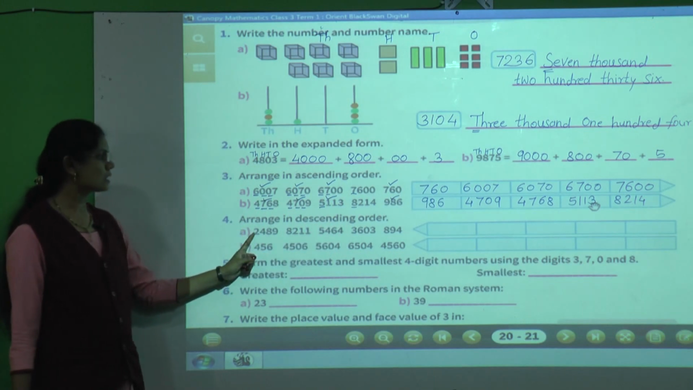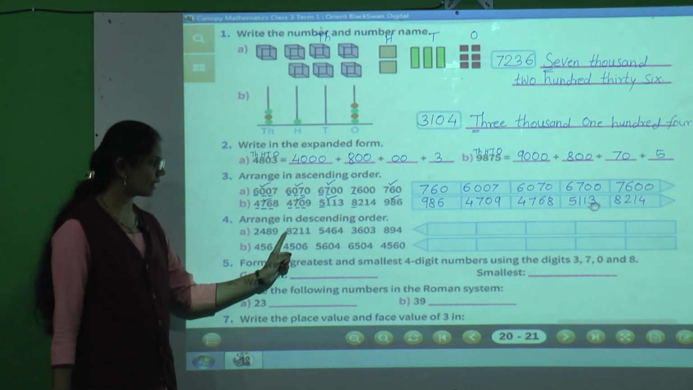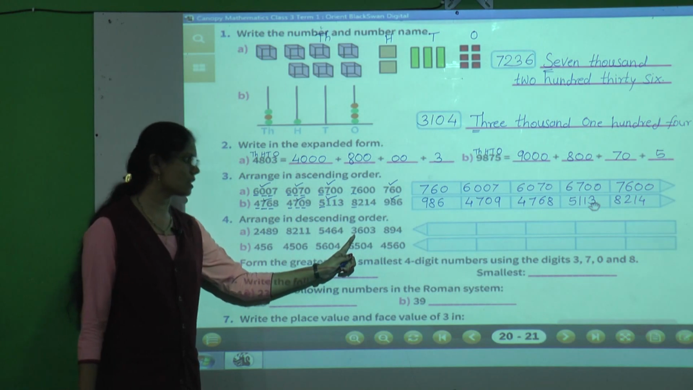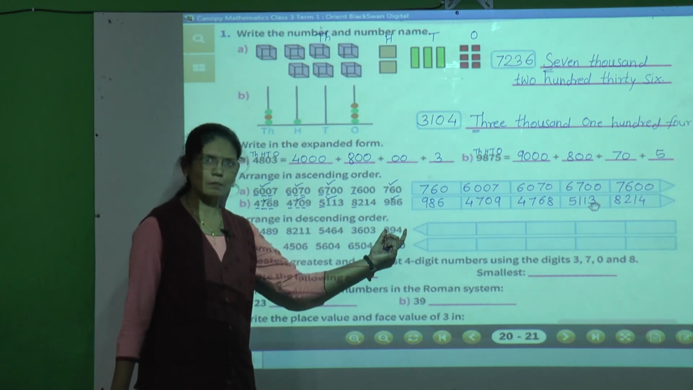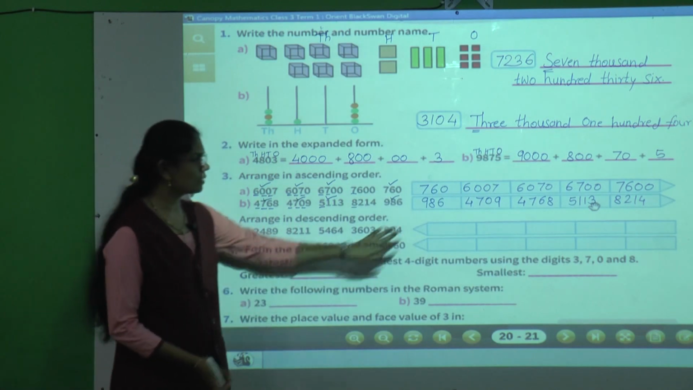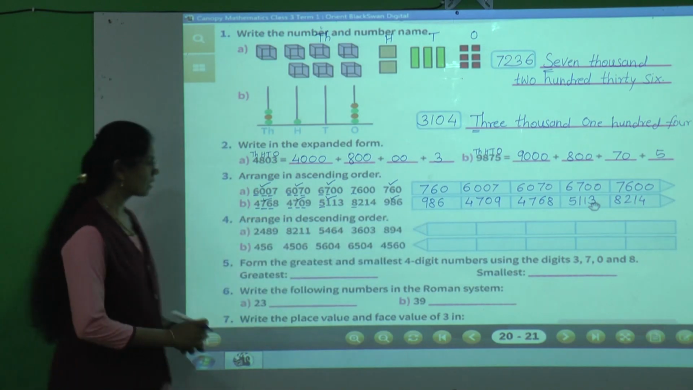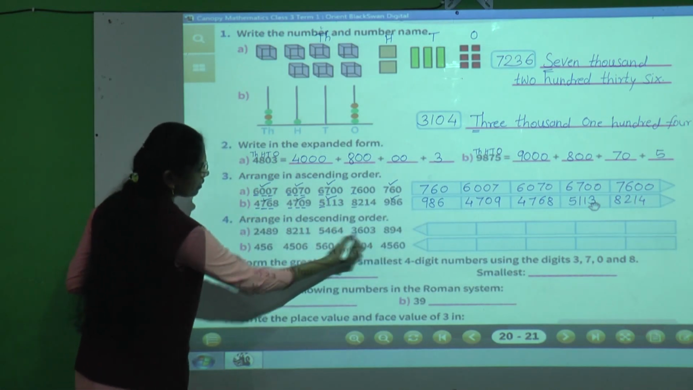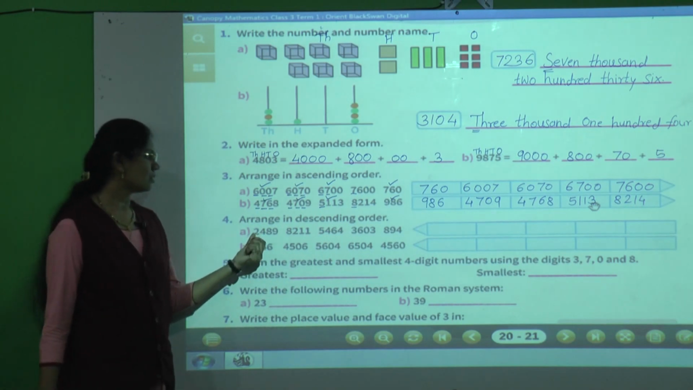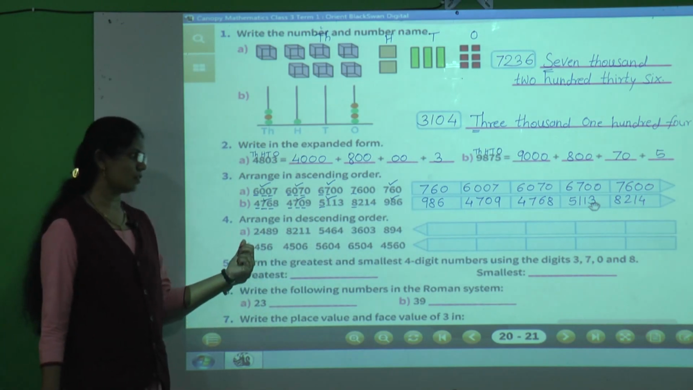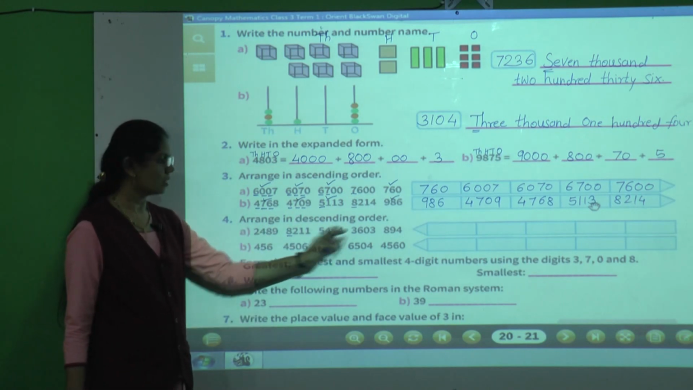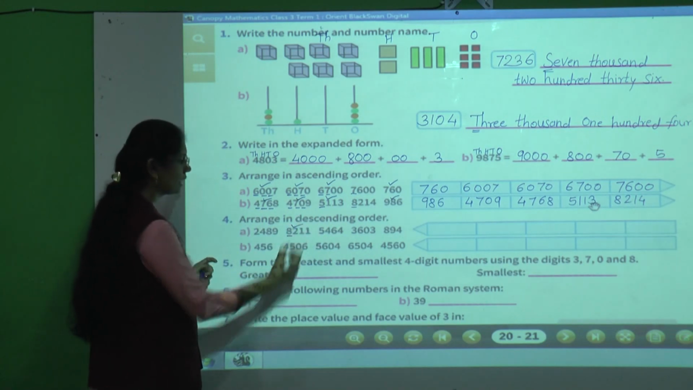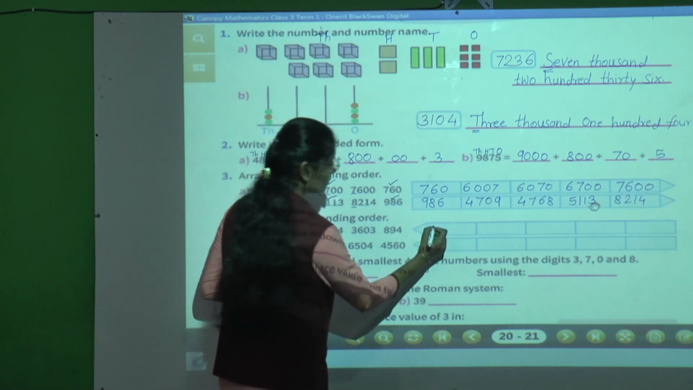See here, thousands place 2, here 8, here 5, here 3 is there, and this is a 3-digit number. So this is the smallest number. So this number we will write last. Now we will compare the 4-digit numbers. Now see here in these 4 numbers, 8 is greatest among these 4 numbers. So first we will write 8211.